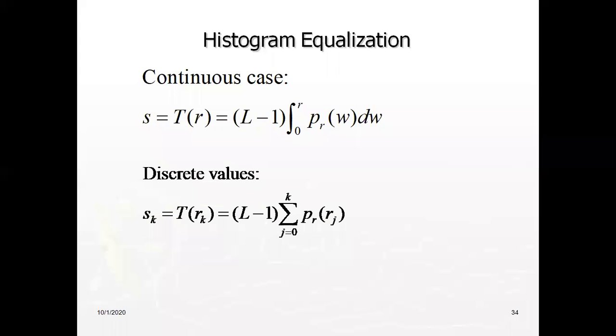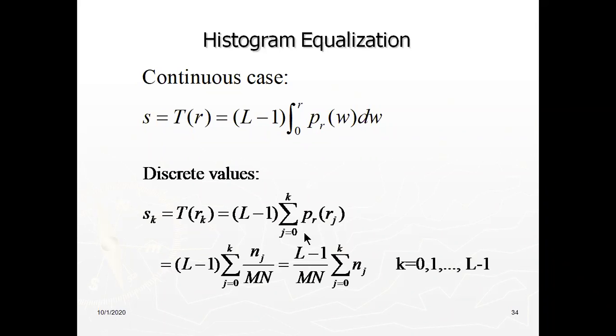Now for the discrete value case, so until now what we considered was the continuous case. For the discrete case, you will have the transformation s_k = T(r_k) = (L-1) multiplied by sigma. So in place of the integral, we have the sigma. If you remember digital signal processing, Fourier transform is continuous, that is why it is integral. Fourier series is discrete, that's why we have the summation. Same way, here this is the continuous case and this is the discrete case.